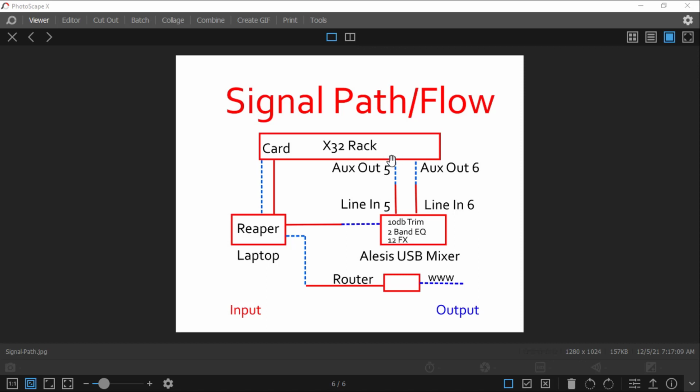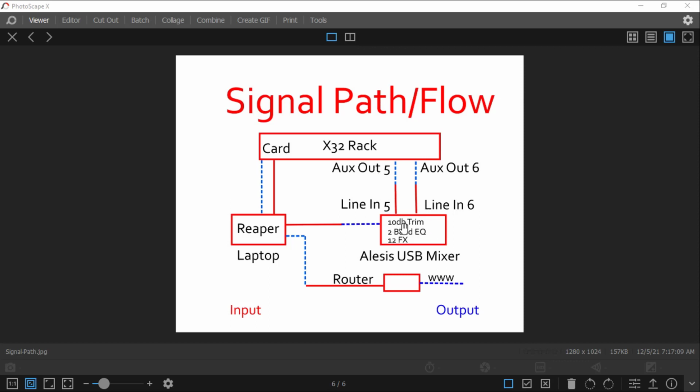We're coming out of auxiliary 5 and 6. And we're coming into the Elias 8-channel USB mixer on line N5 and line N6. Now guys, the aux outs are line out signals. That's what makes all this work. Okay.